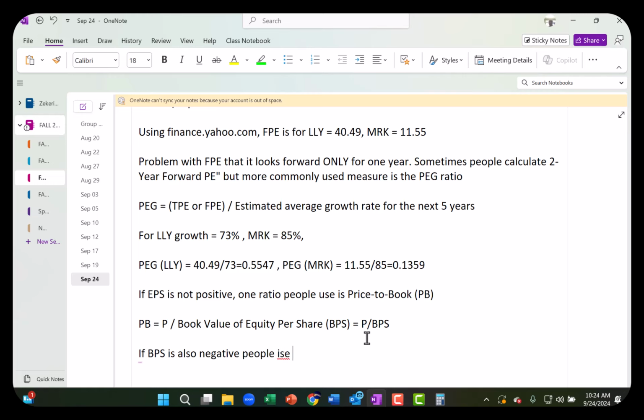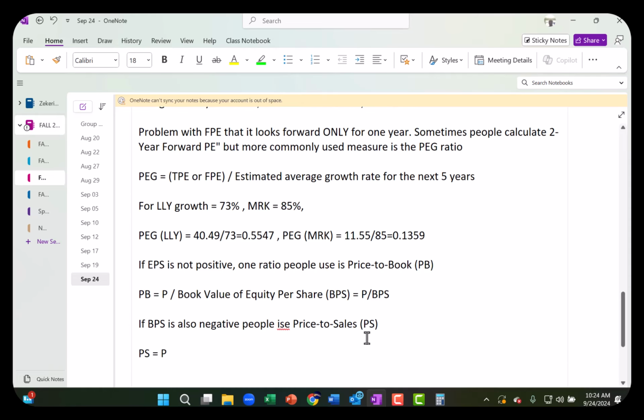people use price to sales, which is price divided by sales or revenue per share. Again, this is somewhat of a, I don't know anything, let me find a way, maybe I can compare them. If firms have similar margins, yeah, you may be able to do that.